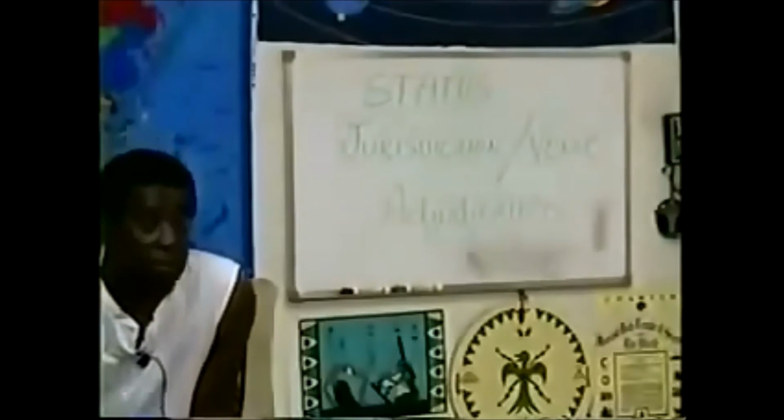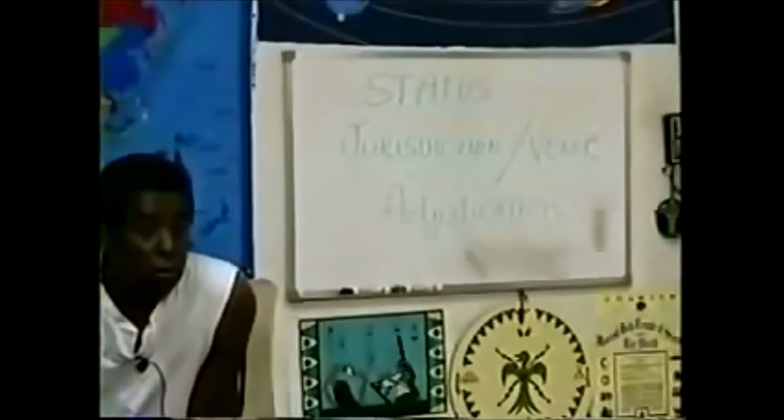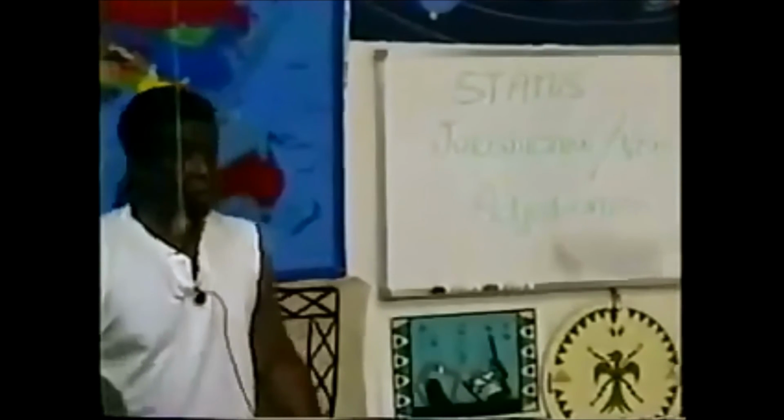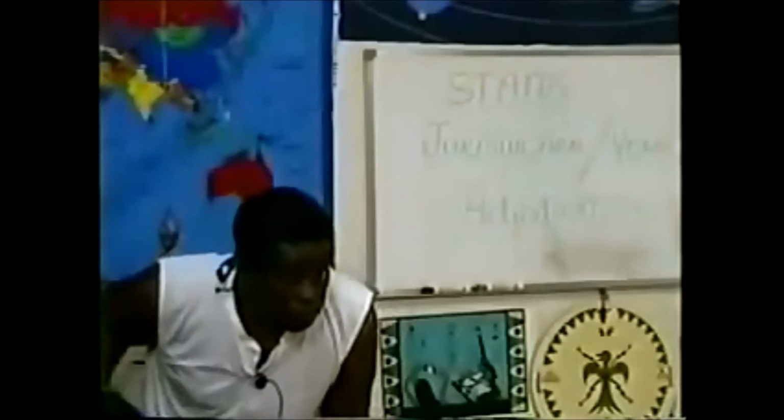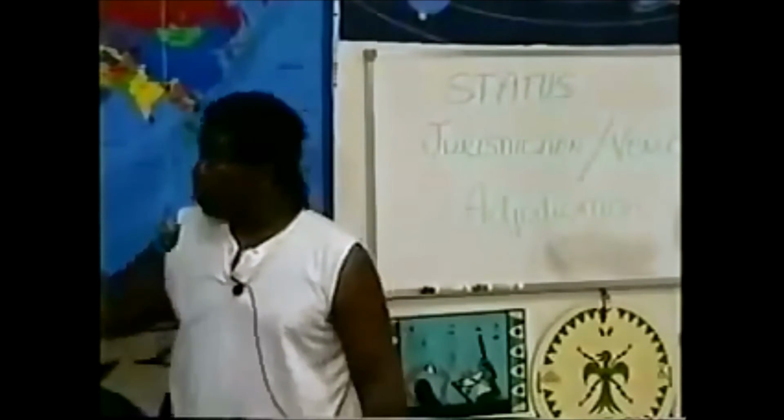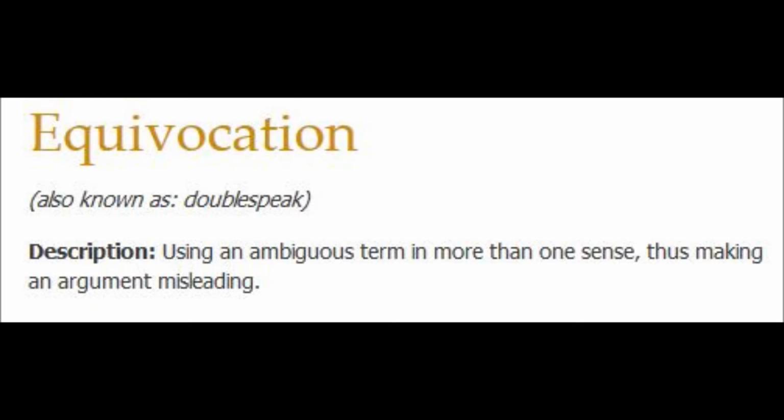There's no such thing as the American president. It doesn't exist. Wrong. There's no such thing as the American flag. It doesn't exist. Also wrong. There is such a thing as American presidents and American flags that come from here on up. The formal name for what Taj is doing here is called equivocation. He's using an ambiguous term in more than one sense in order to mislead the audience.